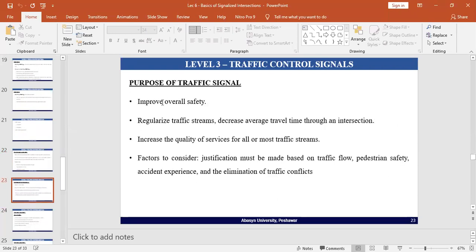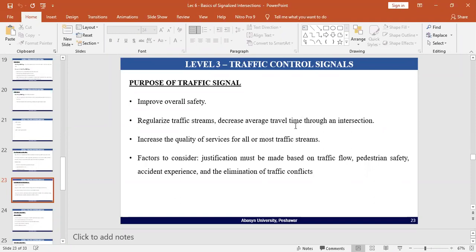So its purposes are to improve overall safety, of course. Since traffic from all directions is stopped and only one direction is moving, of course there will be safety. There will be regularized traffic streams and decreased average travel time through an intersection. Why will the travel time reduce?